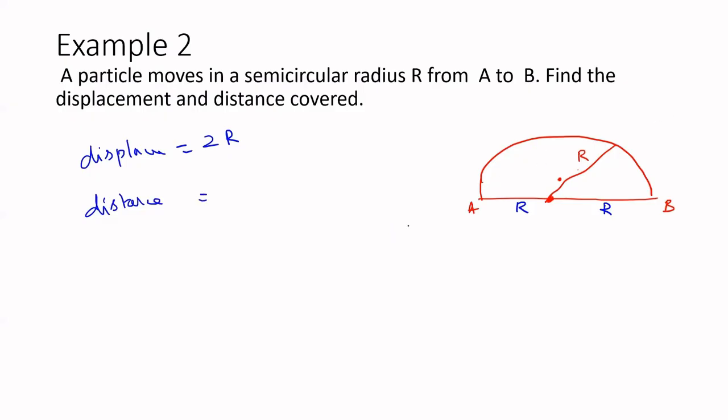What is the circumference of a circle? What is the formula for circumference? 2 pi r. For a semicircle, divided by 2. So pi r. So distance equals pi r. Displacement equals 2r.